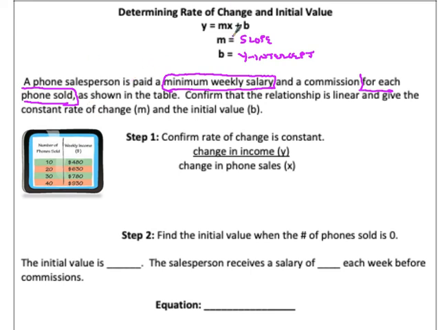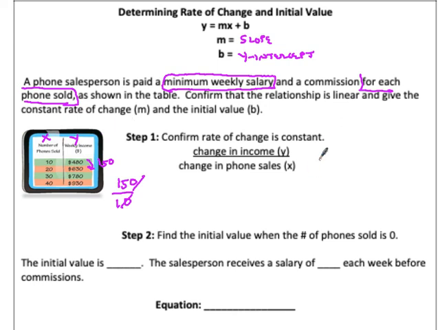We already know it's not proportional because of this plus b part right here. So what I want to do is figure out my constant rate of change. Remember, that's change in y over change in x. X is always on the left, y is always on the right. So my change in y, I go up 150 each time, and my change in x is 10. So they're making $150 for every extra 10 cell phones they sell, which is $15 per phone if I find that unit rate.